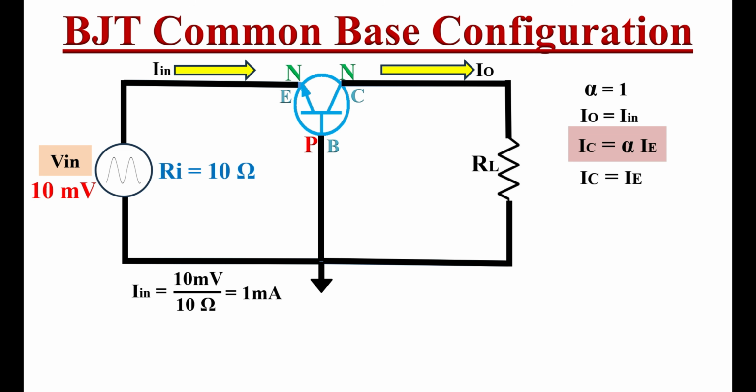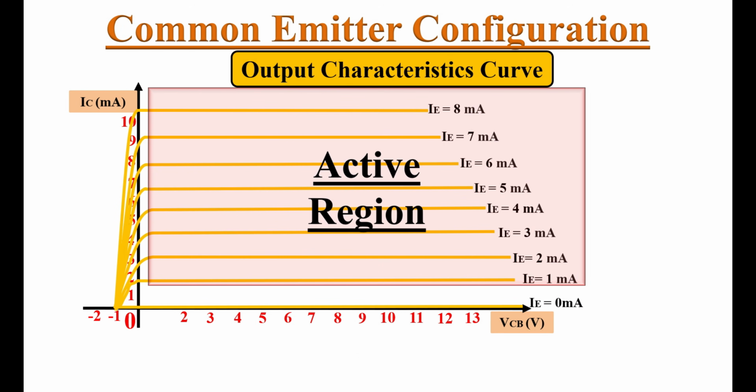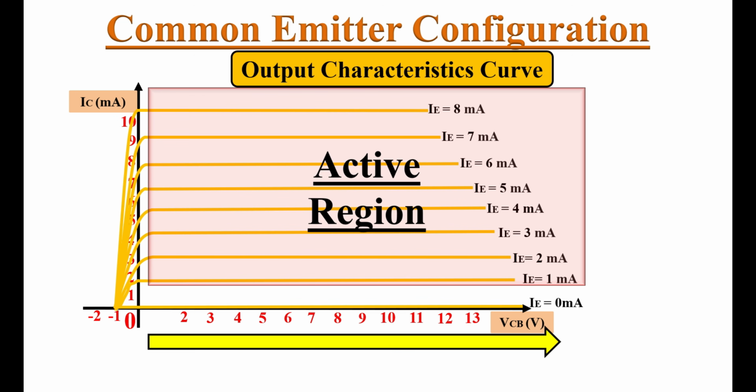Now in common base configuration, the output impedance RO is very high. Typically it is in the range of several kilo ohms. This can be observed in the output characteristic curve. Here in the active region of operation, even if you increase this collector to base voltage VCB, then also the collector current almost remains constant. This means output resistance RO equals delta VCB by delta IC is very high.